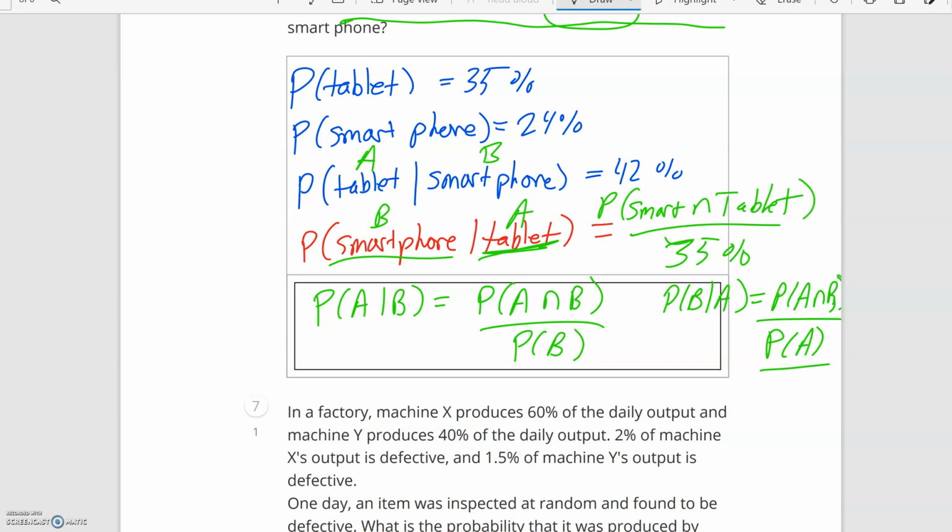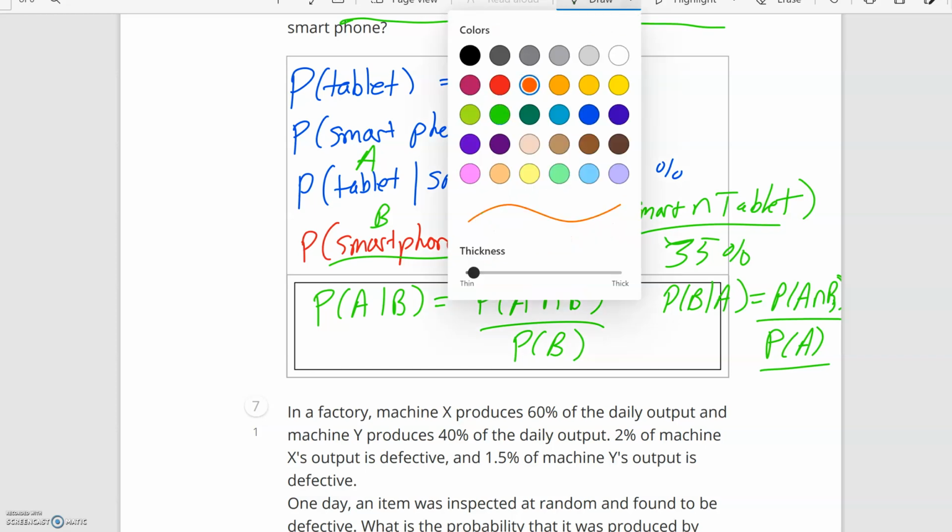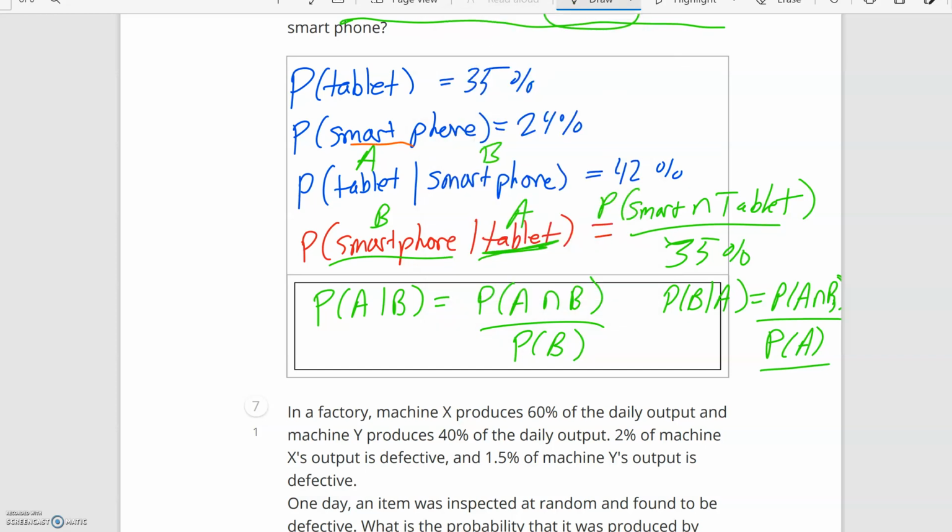Well, lucky for us, we already have all the information we need to solve for it. Because if you look right here, that's 42%. So right here, this is 42%. The intersection, I don't know that, all right? I don't know what that intersection is between them, but I can solve for it because I do know what the probability is of B, or in this case, the smartphone, right here.